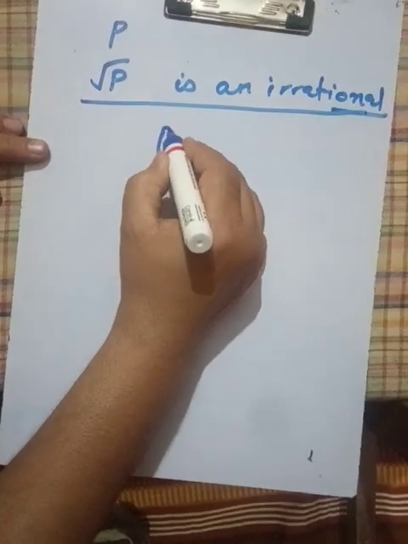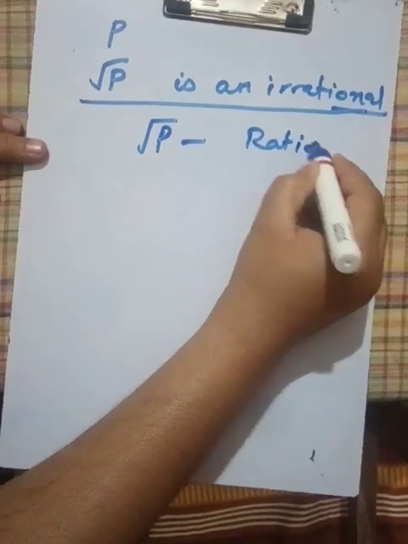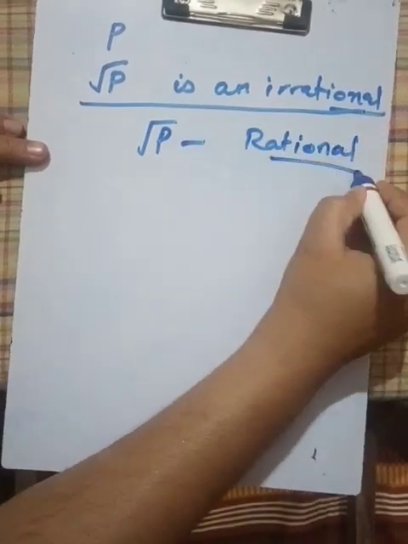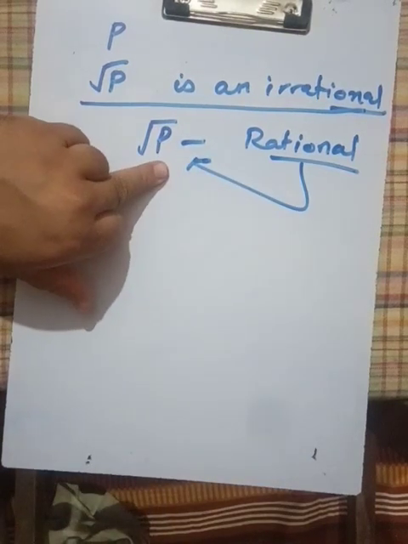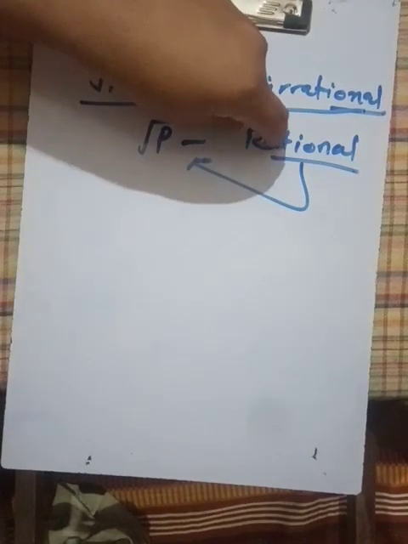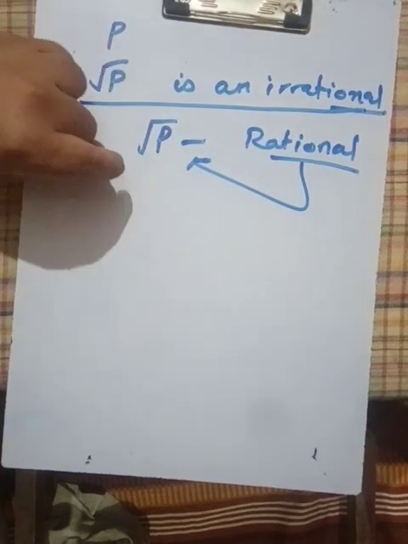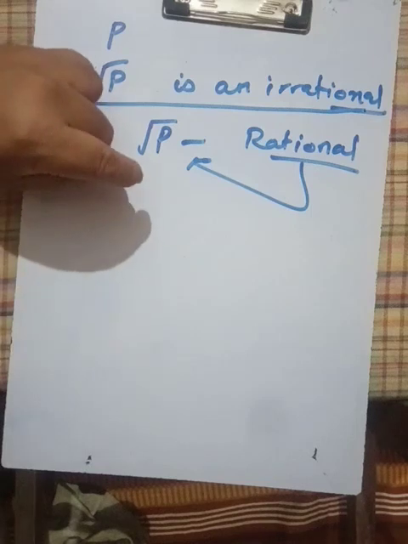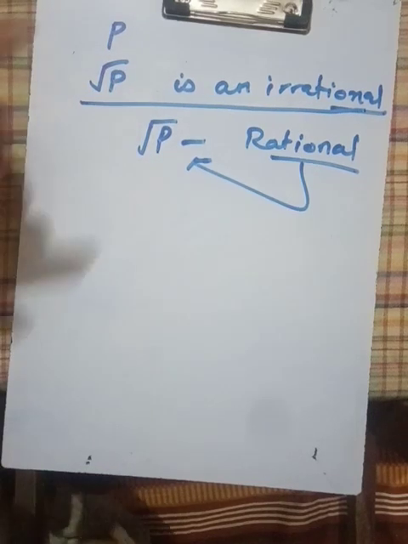I will take this number as rational. Then I will check each and every property of a rational number to see whether it is verified or not. If it is not verified, then I will say that I thought this was rational, but that was wrong. That is why this is not a rational number, and that is why it will be an irrational number. So this will be my method.